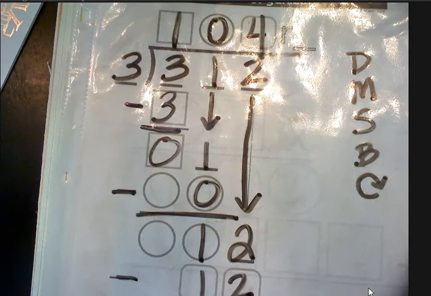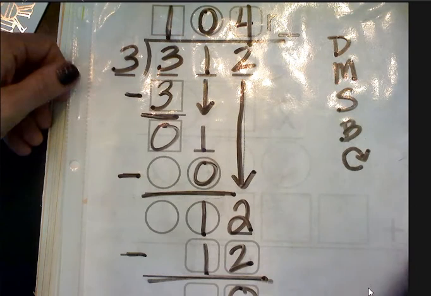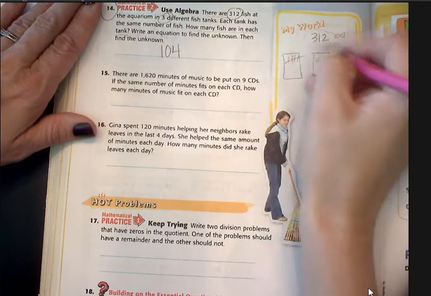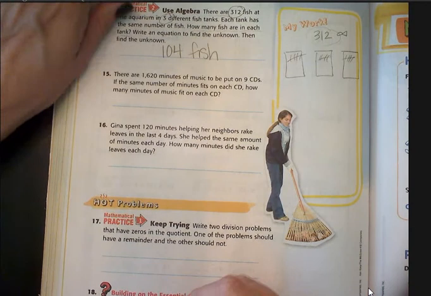104. Let's zoom out a little so you can see that whole thing. 104 is my answer. And it is 104 what? What are these things that we put into the fish tanks? Oh, they're fish. 104 fish.